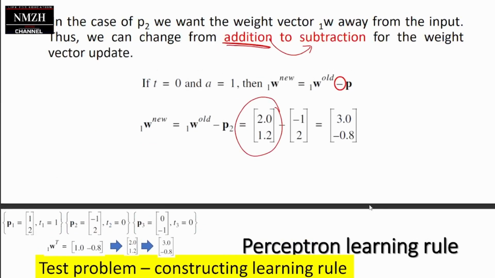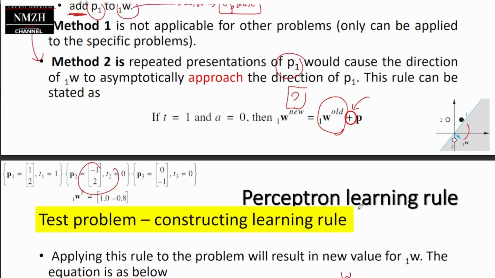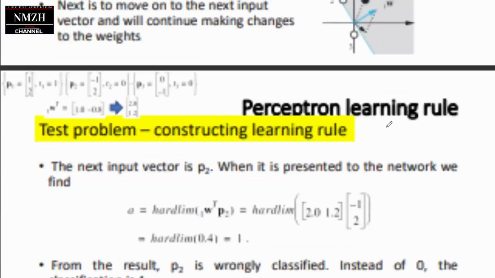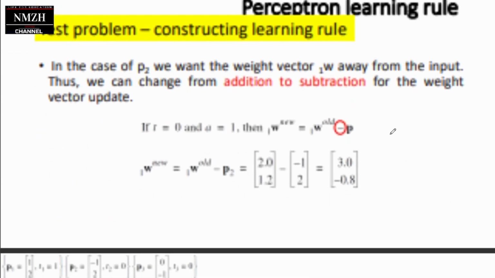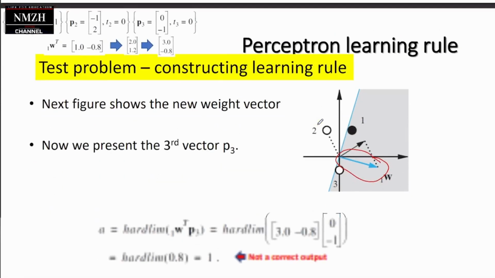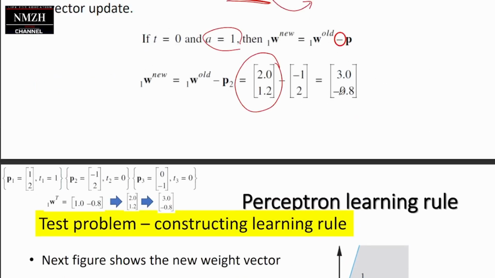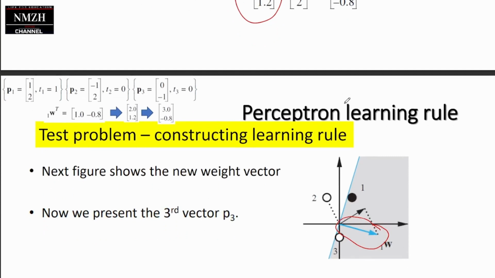Okay, now we know that we have two things done over here. One is, when the target is 1, we have 1 over here, plus. When the target is 0 and A is 1, we have minus over here. So that would be the kind of things to be considered. So now we use this 3.0 and minus 0.8 to find the next one.